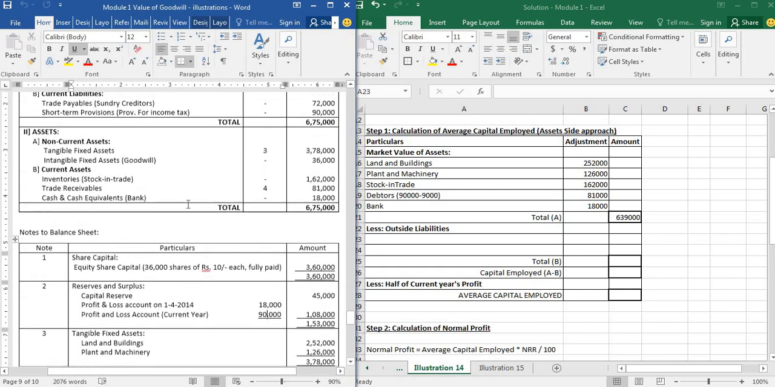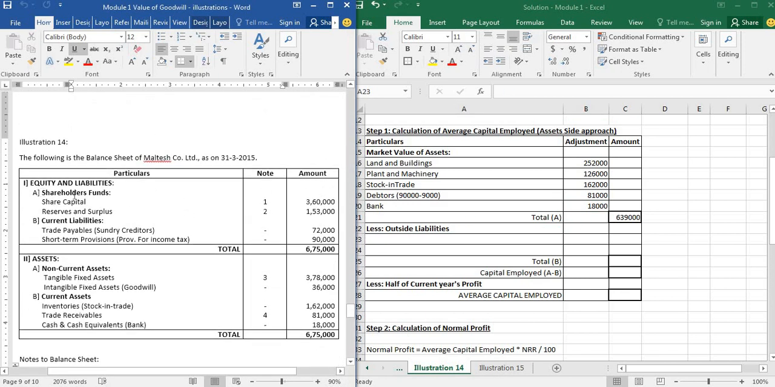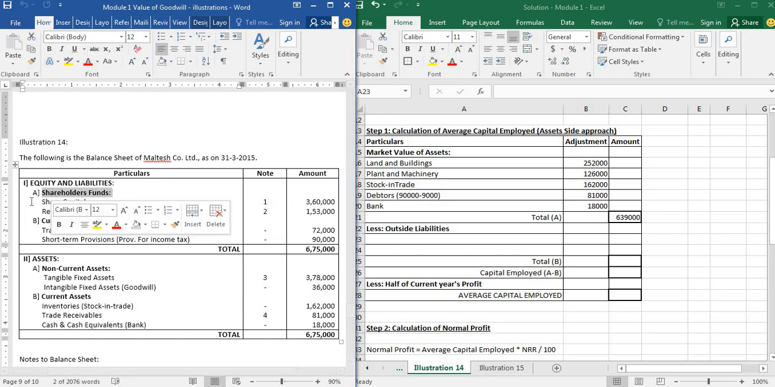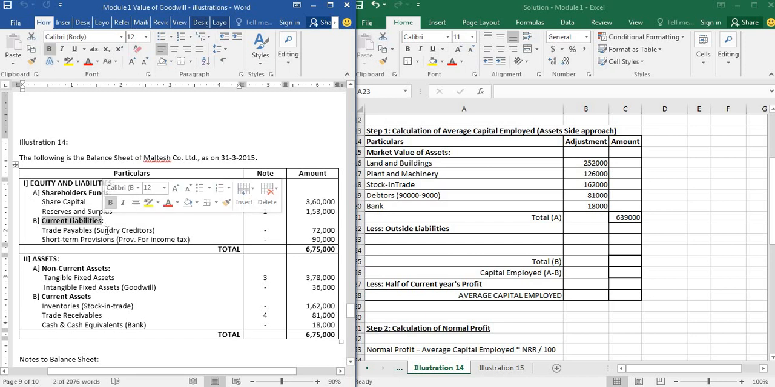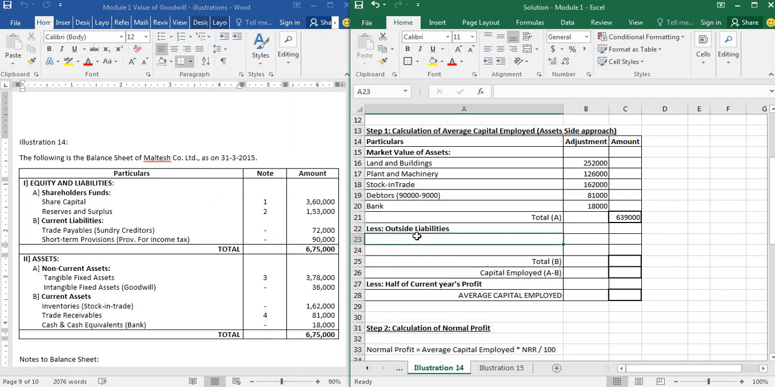Now we have to take outside liabilities. See the balance sheet. I have told you guys anything apart from shareholders fund will become outside liability. So what all is there under shareholders fund? Share capital and reserves and surplus. That means the only other part remaining is current liabilities. So first outside liability is sundry creditors. Amount is 72,000. Next is provision for income tax. Amount is 90,000.